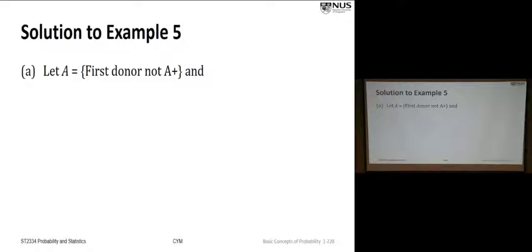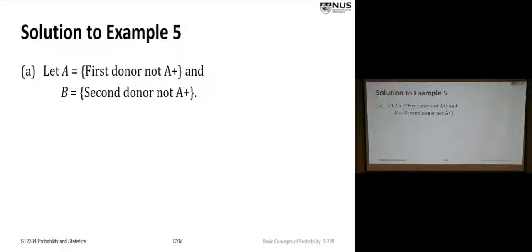A is non-A plus for the first one. B, maybe I should use A1, A2, but here I use B. The second donor is not A plus. All right? So, at least you need 3. So that means what? Do I need a C? The third donor is not A plus. Do I need that in order to answer part A?